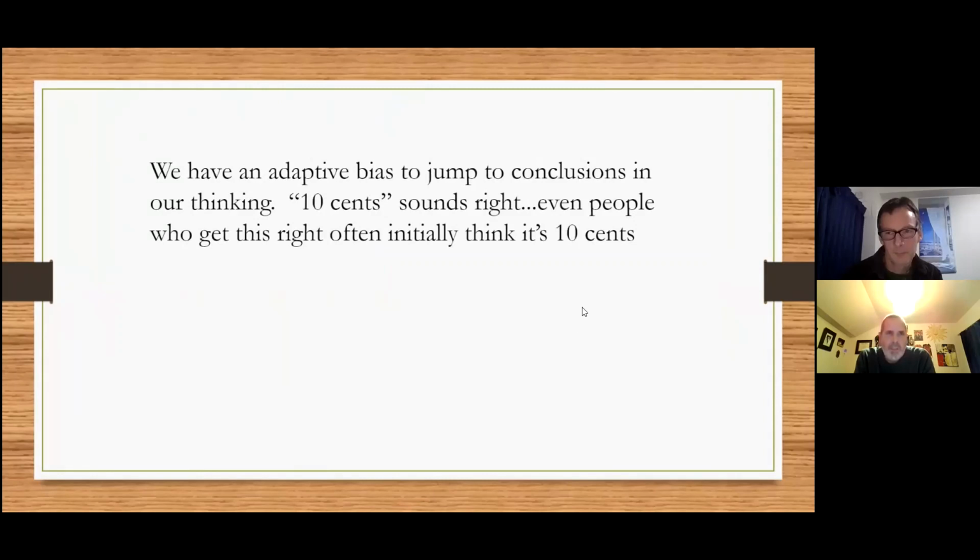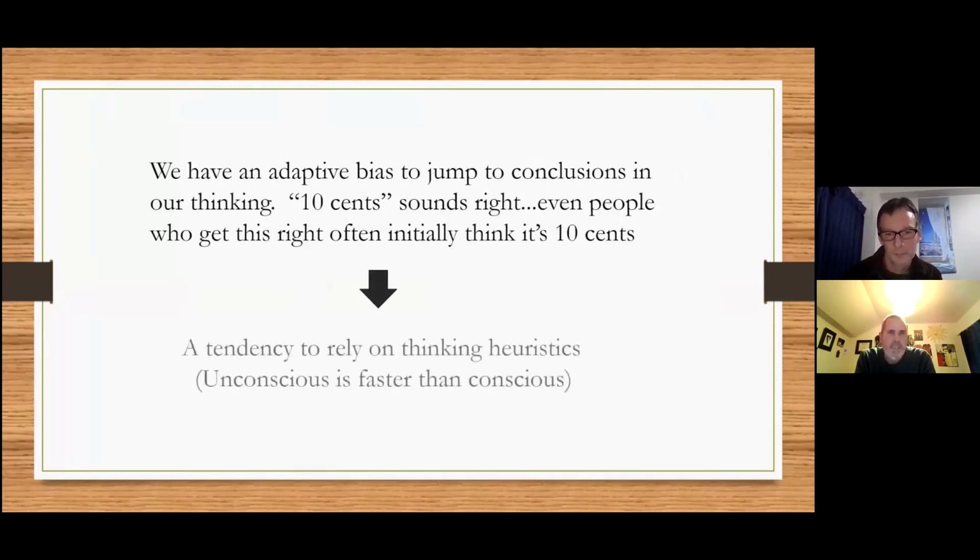So basically, this little thought experiment shows that we have an adaptive bias to jump to conclusions. Most of us just jump right out and say 10 cents. Like, oh yeah, of course, it's 10 cents, right? Even people who get it right initially, still probably their first thought was 10 cents. This shows there's a tendency for us to rely on thinking heuristics. These are like shortcuts, right? Unconscious decisions that we rely on to get through our day. It's much faster than making slow, more conscious decisions. And this leads to biases.